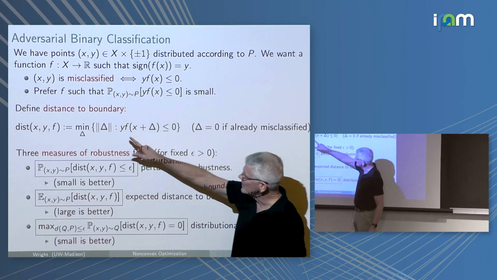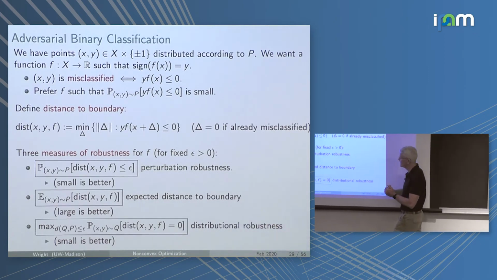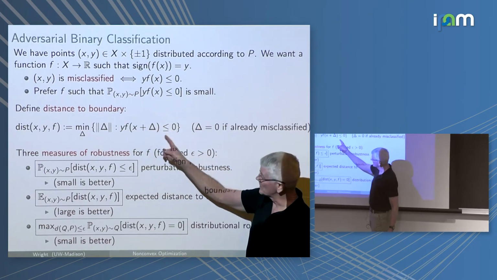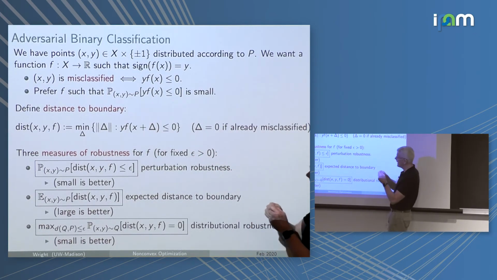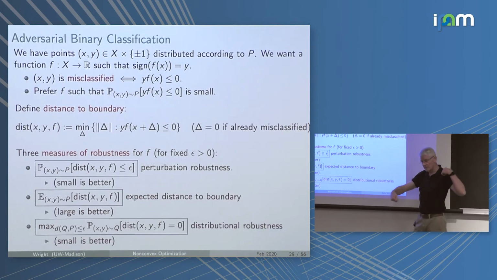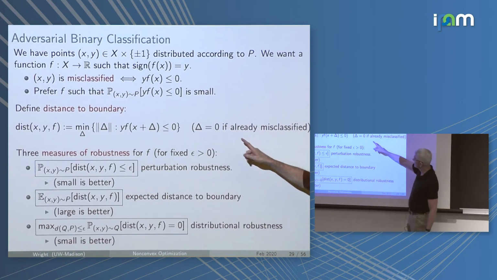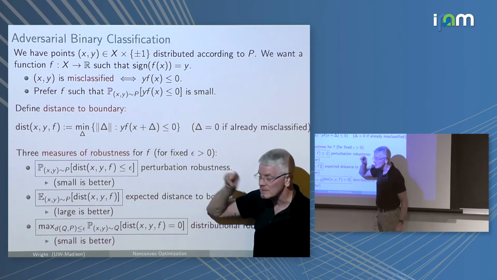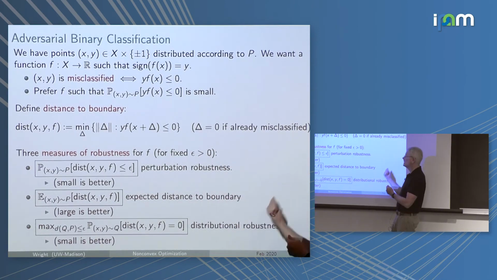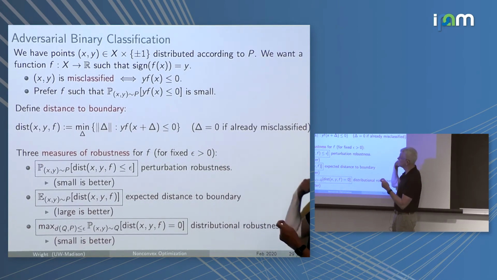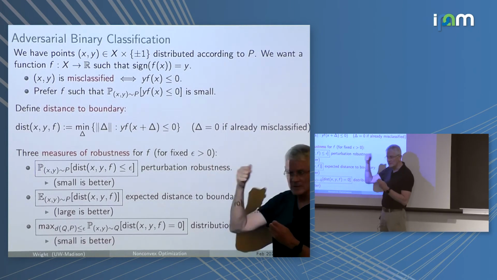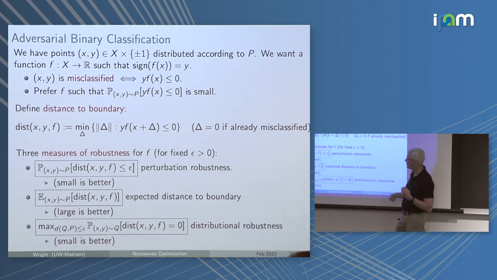First of all, we define a distance to the classification boundary. This basically is the smallest perturbation you can apply to x to carry it over to the wrong side of the decision boundary. So if x is already misclassified, obviously this distance is 0. But if it's correctly classified, delta is how much of a perturbation you have to make to take it onto the boundary, right on the verge of crossing over.